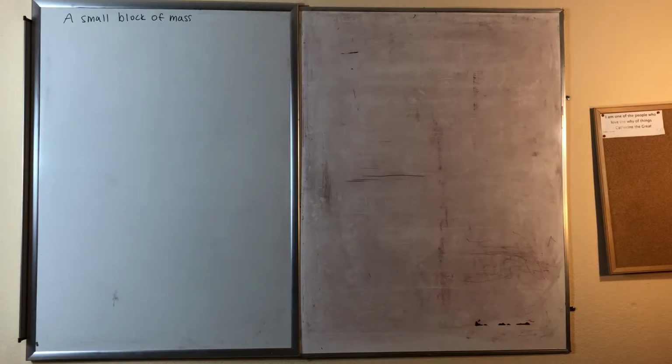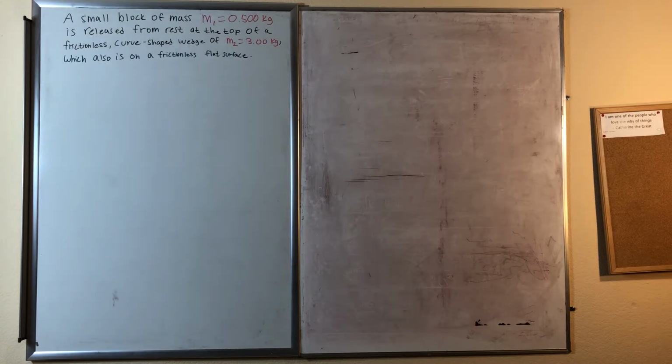A small block of mass m sub 1 equals 0.50 kilograms is released from rest at the top of a frictionless, curved shaped wedge of m sub 2 equaling 3 kilograms, which also is on a frictionless flat surface. When the block leaves the wedge, its velocity final, v sub f, equals 4 meters per second.